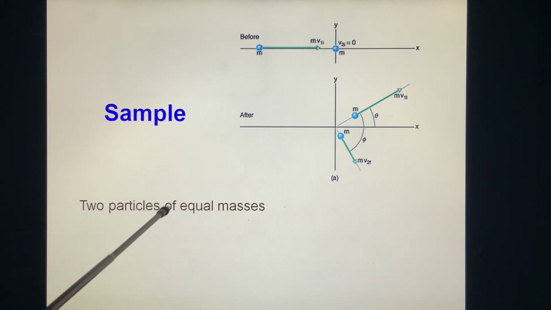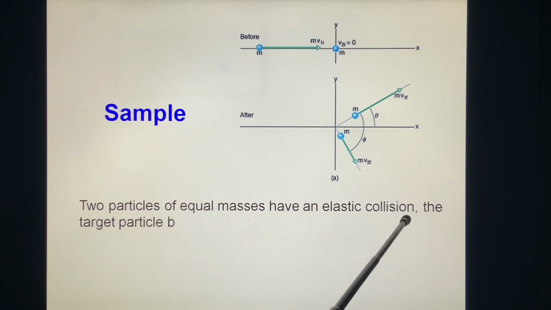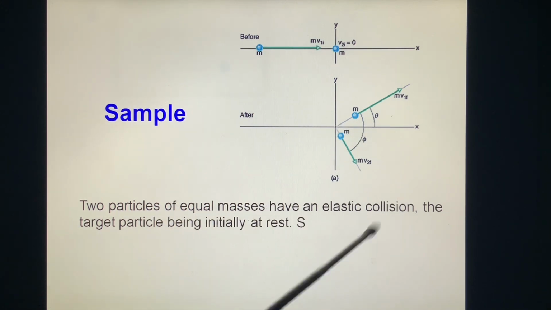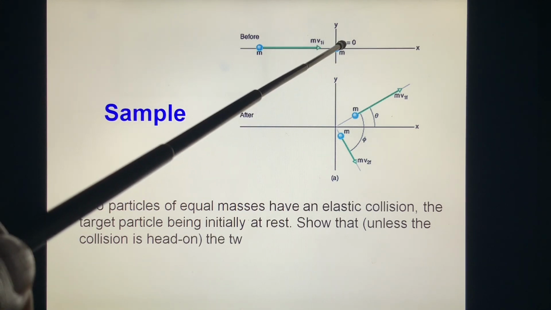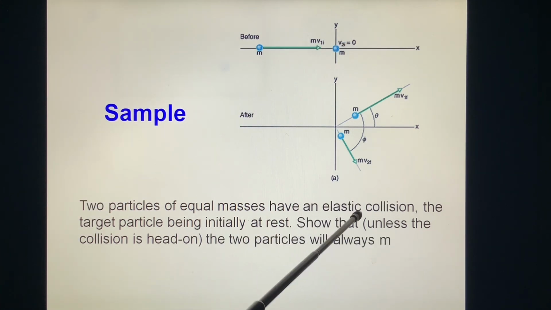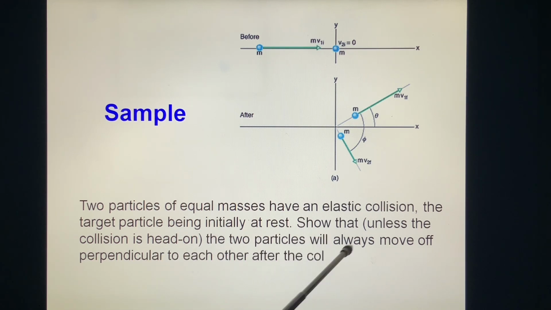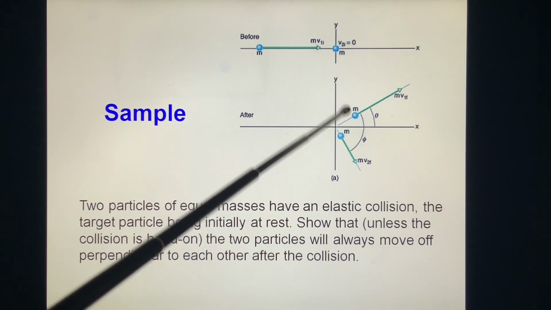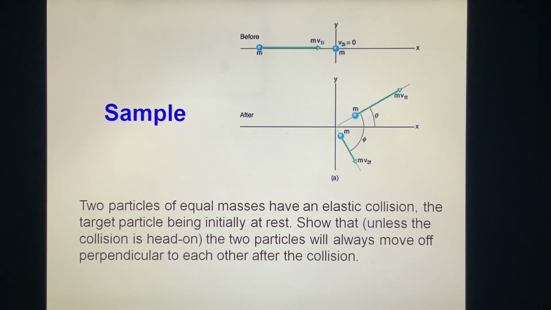Two particles of equal masses have an elastic collision. The target particle B is initially at rest. Show that unless the collision is head-on, the two particles will always move off perpendicular to each other after the collision. This angle phi is 90 degrees. Prove it.